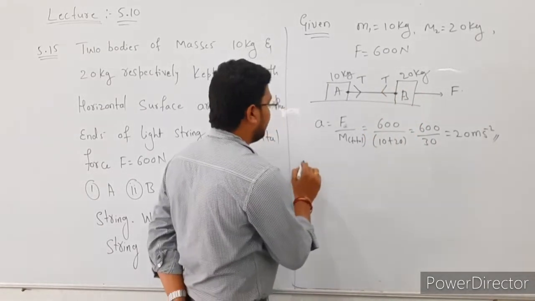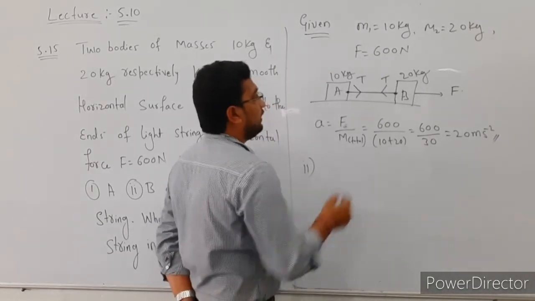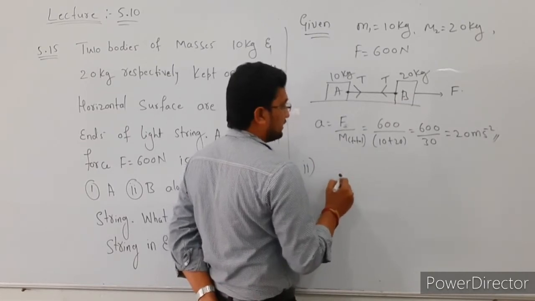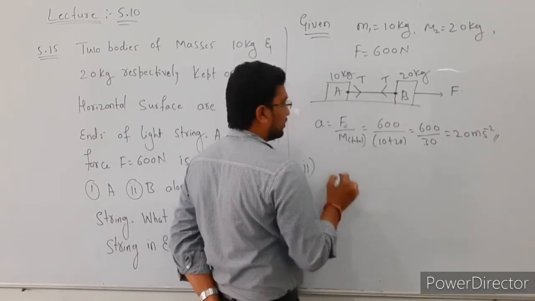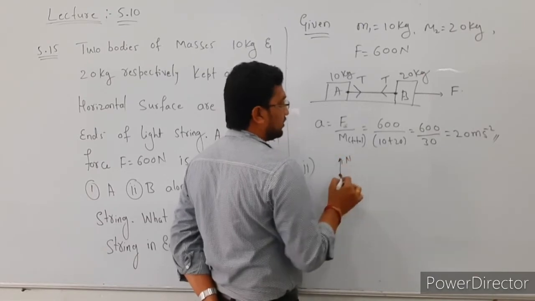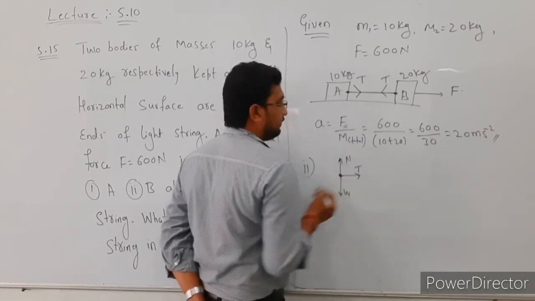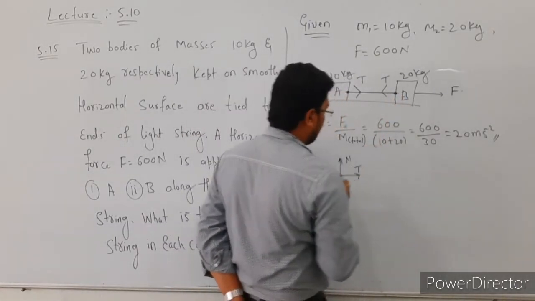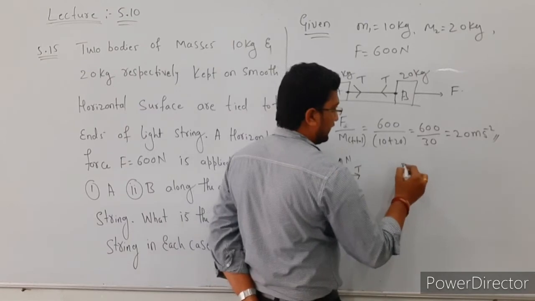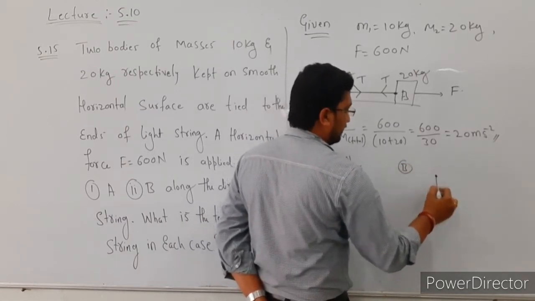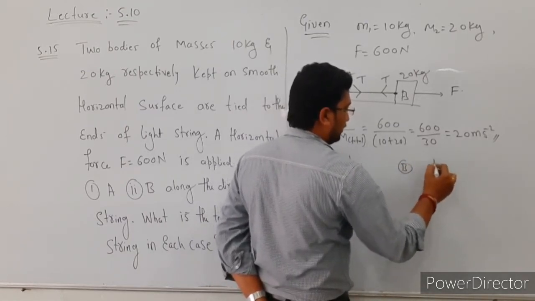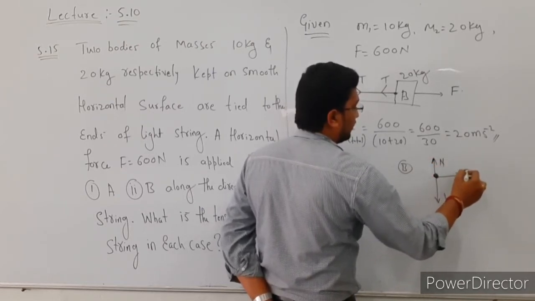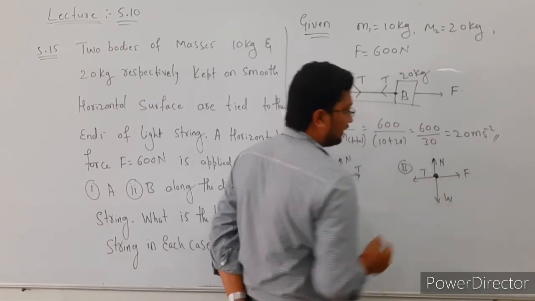So this is the second case. For this one we have to draw the free body diagram for body A and body B. For body A, the weight of the body is acting in downward direction, the normal reaction is acting in upward direction, and this is the direction of a tension. For the second body B, the weight is acting in the downward direction, the normal reaction is acting in upward direction, and here this is the external force, that is F, and this is the direction of a tension.